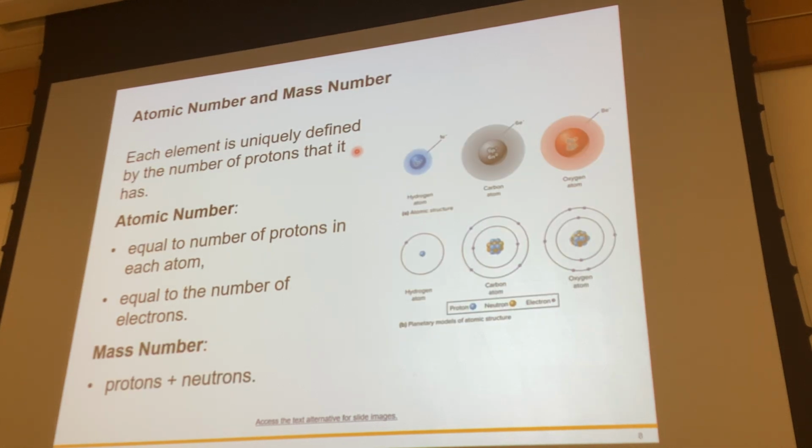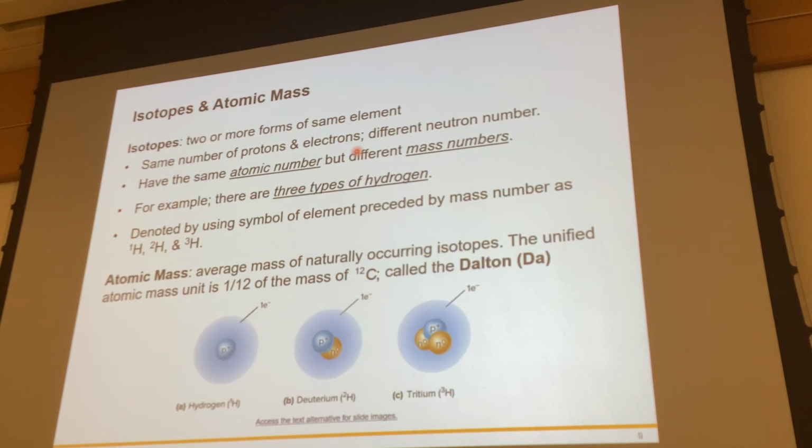Atomic mass and atomic number. Mass number, right, that's pretty straightforward. That's something in basic chemistry.